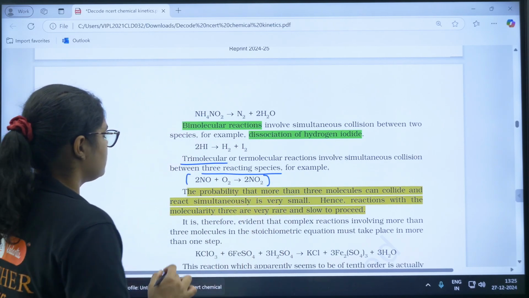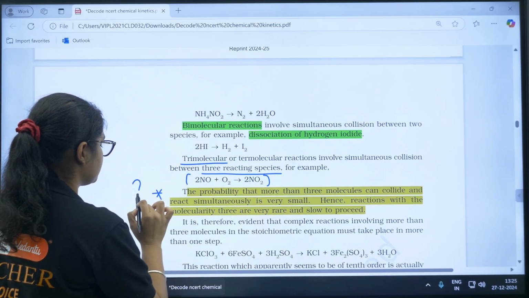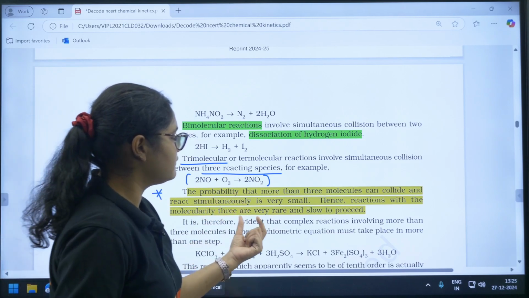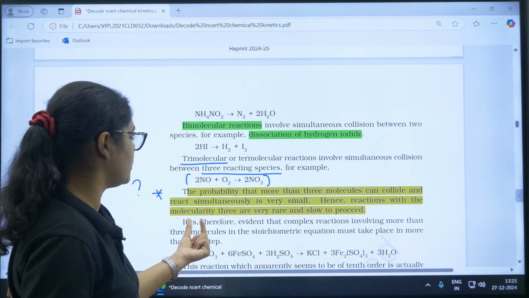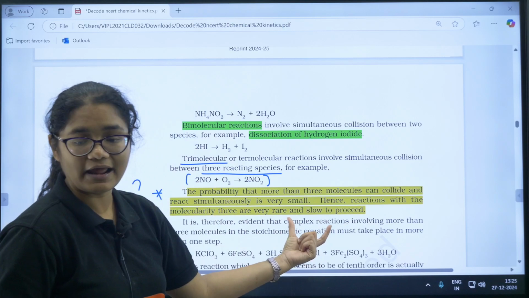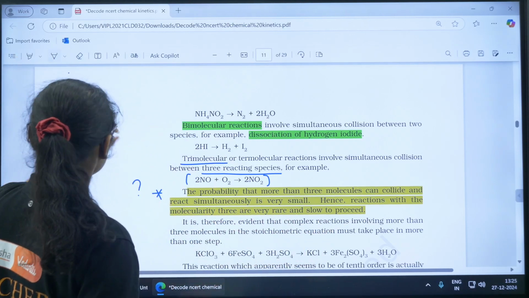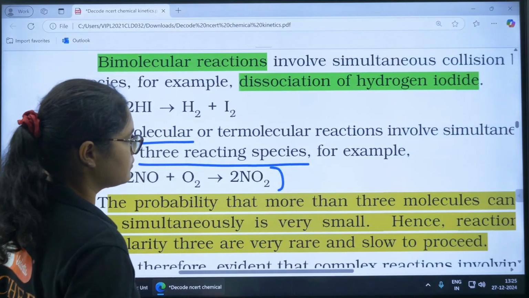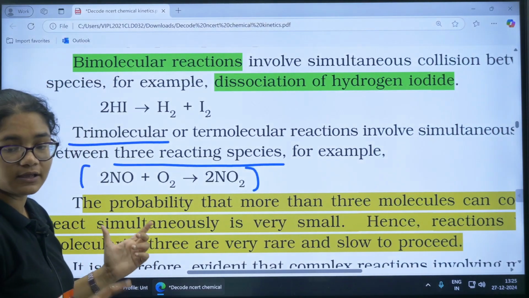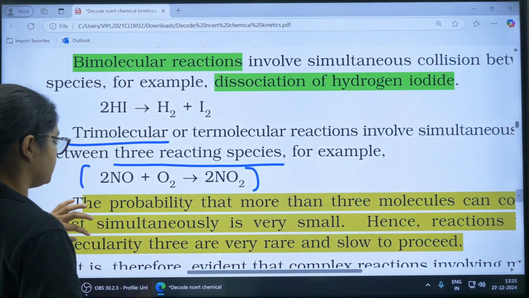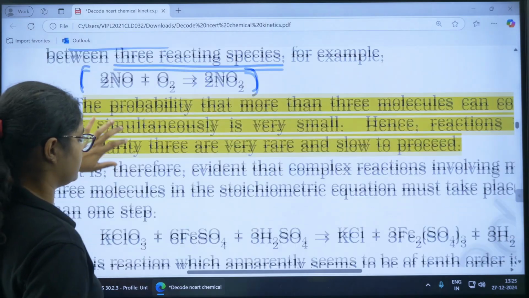Now, this can be asked as a question: why are reactions with molecularity 3 very rare and slow to proceed? Let me just zoom it. I think you can see now. This is the statement and from here the question can be asked, so make sure that you mark this and understand this one.